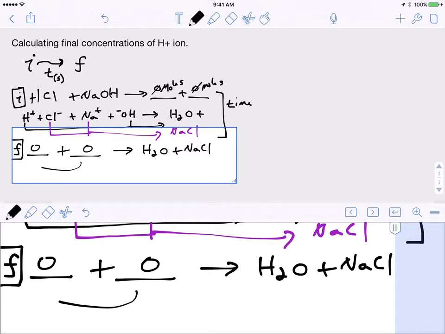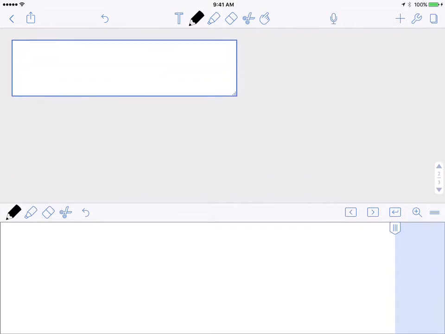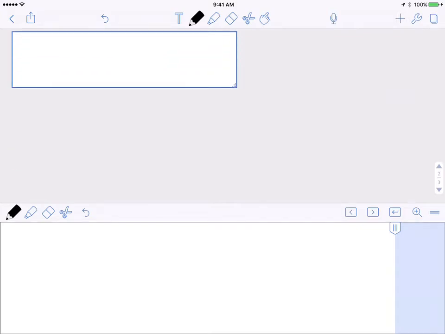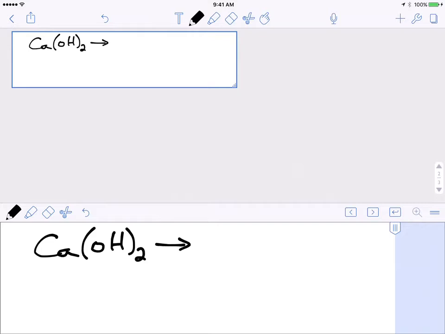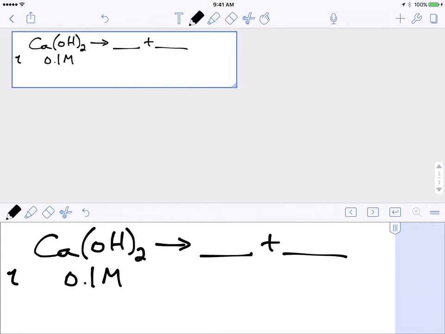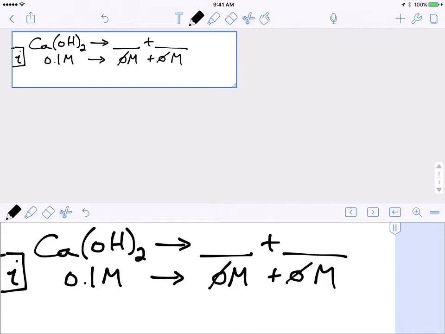Okay, let's add some numbers and some math to this. So let's talk about CaOH2. What will that decompose to? And if I have an initial concentration of 0.1 moles, I'm going to put a little i over here to represent its initial concentration of 0.1 moles. Well, how many moles of products do I have? I have 0 moles, and I have 0 molar here.